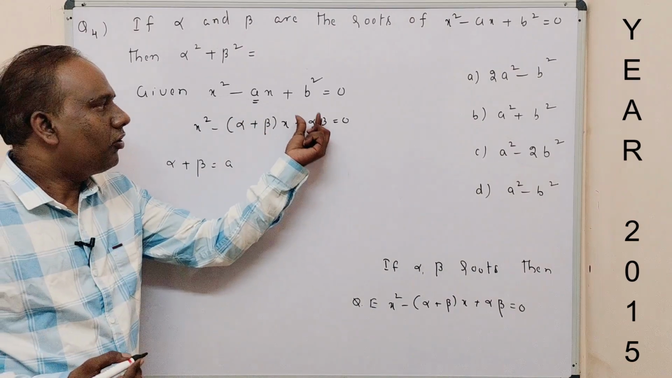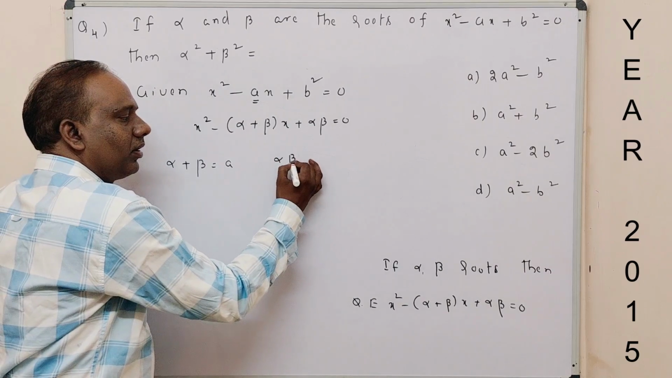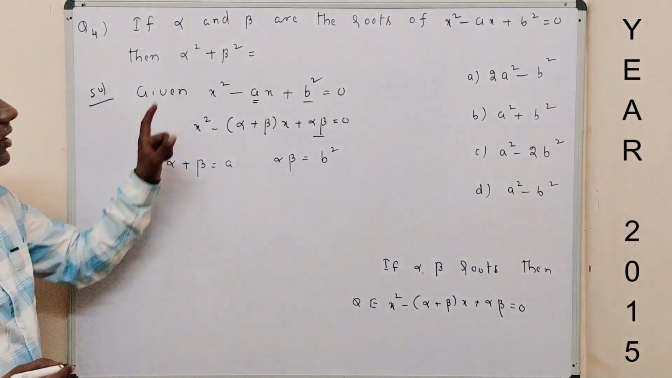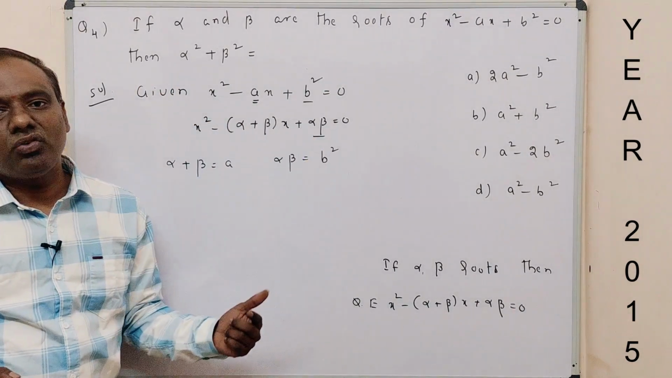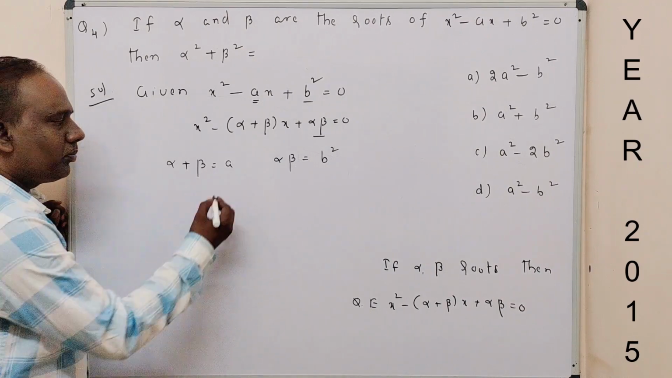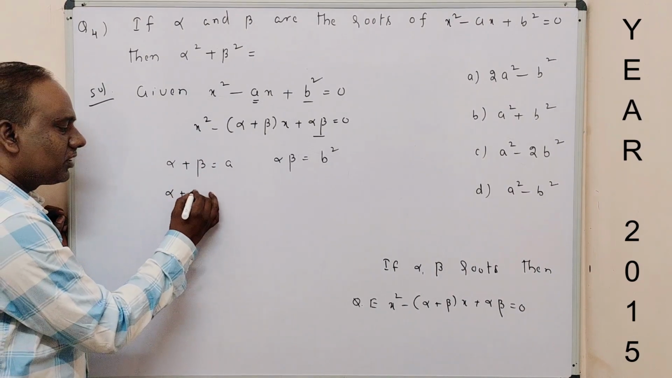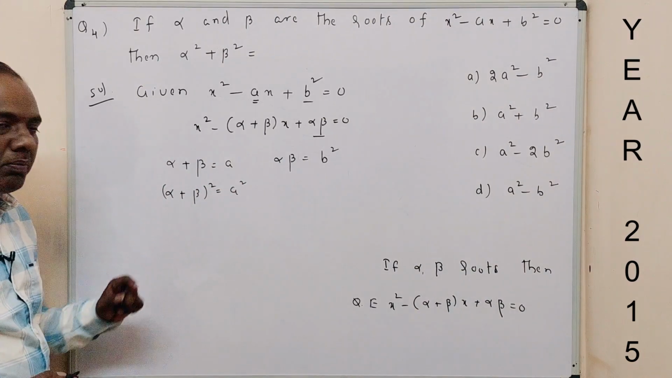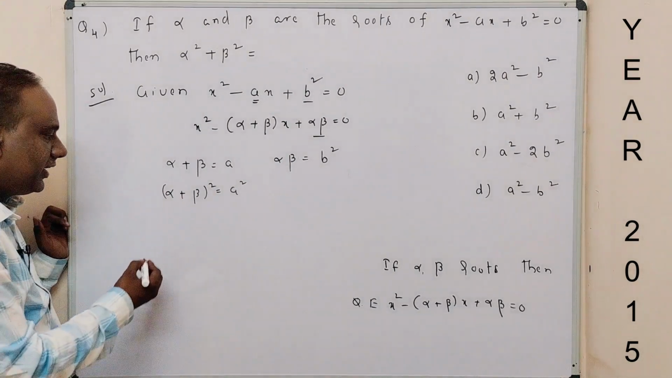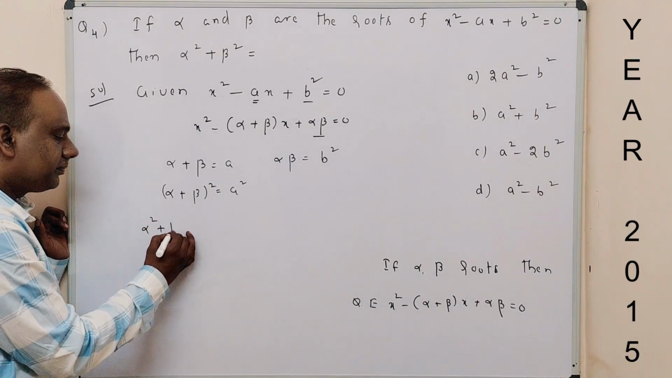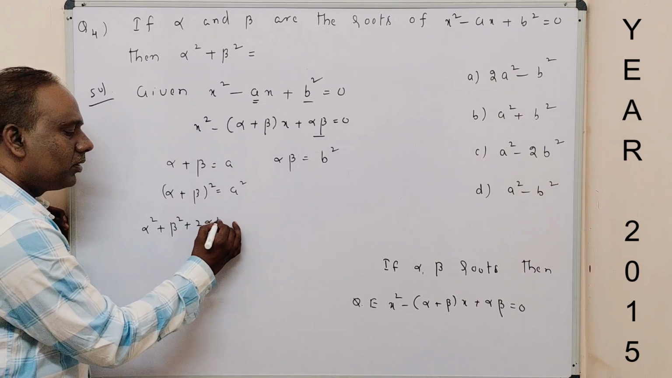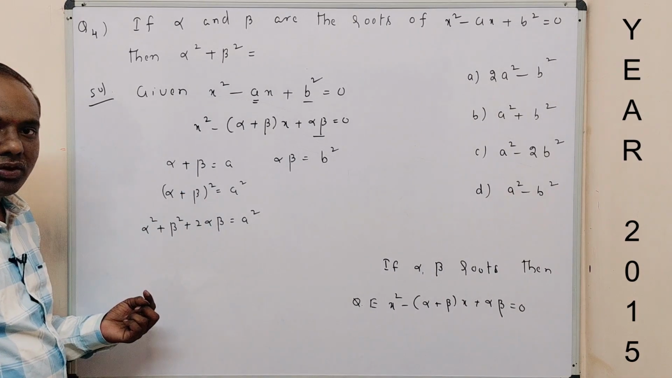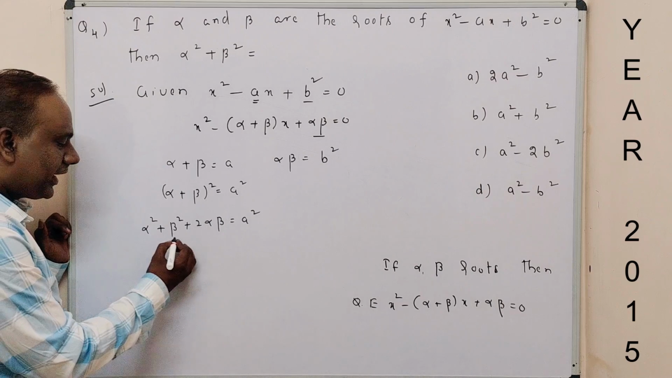Okay. Now alpha beta is equal to what? b square. Here the question is, what is alpha square plus beta square? So here squaring on both sides. If squaring on both sides means it is (alpha plus beta) whole square is equal to a square now. It is like (a plus b) whole square. So it can be written as alpha square plus beta square plus 2 alpha beta is equal to a square. It is like the (a plus b) whole square formula. I'll apply here.